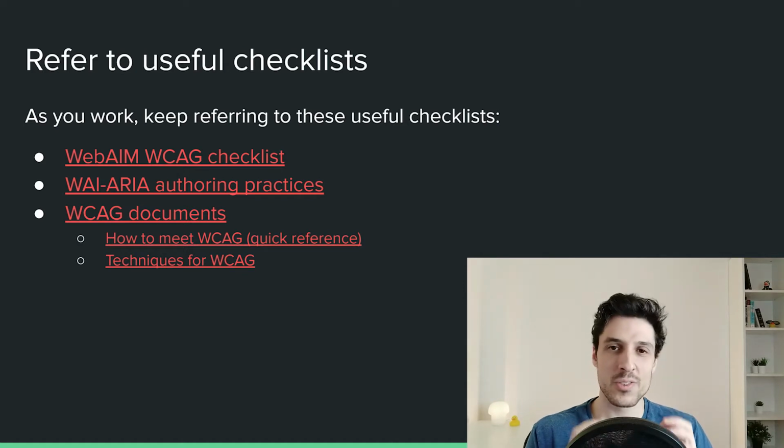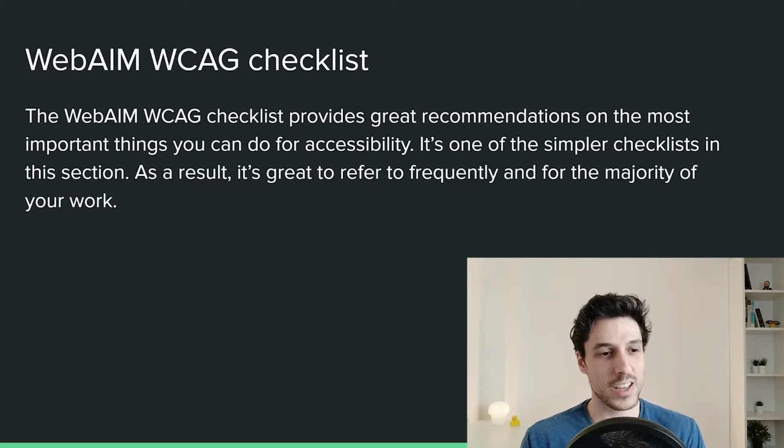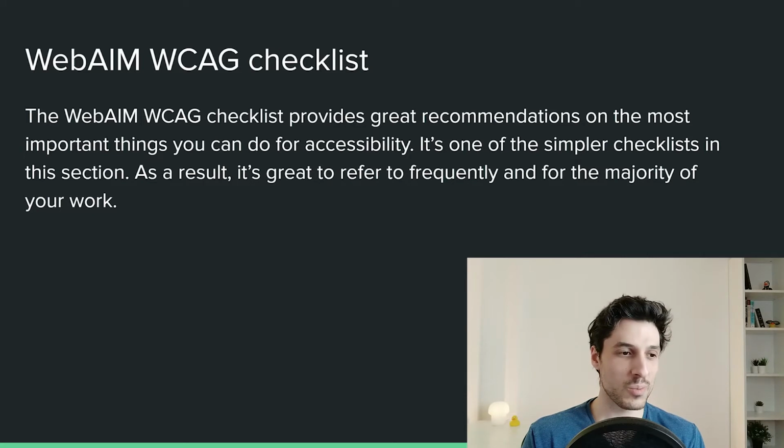Now there are a few checklists that you can use. I'll just go over them quickly. One of them is the WebAIM WCAG checklist, and it provides great recommendations on the most important things you can do for accessibility. It's also one of the simplest checklists in this section, and it's personally my favorite. Because it's so simple and so good, I recommend referring to this one very often.